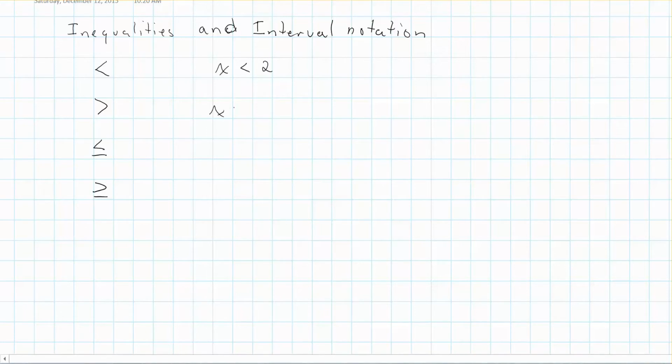Now we have x greater than negative 1. Same idea, x can be anything bigger than negative 1. Now, the main difference here between the less than and the less than or equal, for instance, if we do x less than or equal to 2, the difference between the one up here and this one right down here is the fact that in this top one here, x has to be strictly less than 2, so we don't include 2. Down here, we have x is less than or equal to 2, so x can also be 2 as well as any number less than 2. And the greater than or equal works the same way.